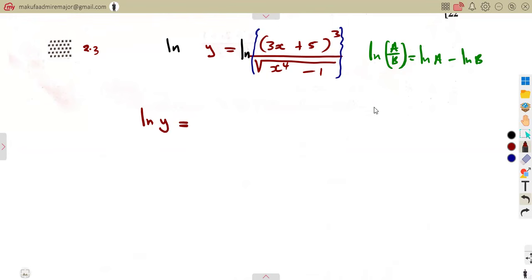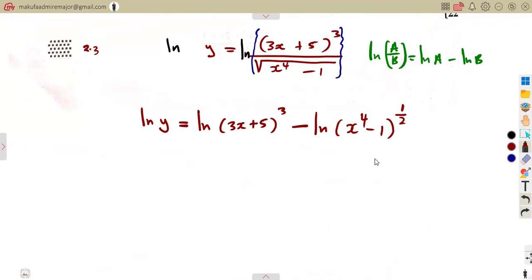We subtract. Meaning to say this is the ln of a, the whole part representing our a, that is (3x + 5) to the exponent of 3, minus the ln of b, that is the ln of the square root. If you write the square root as a power, it is the same as to the power of a half.